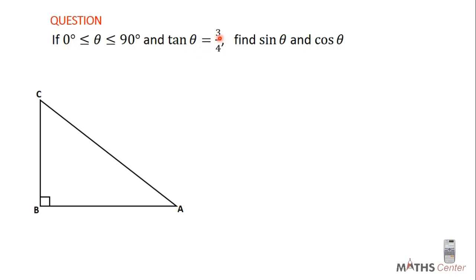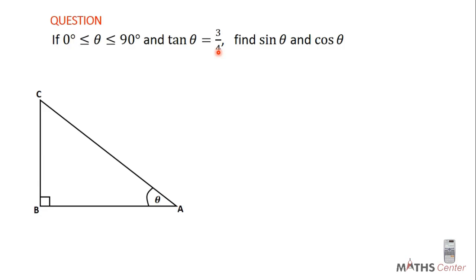When you are being given a question like this, you draw a right-angled triangle. Since the question says that theta is between 0 degrees and 90 degrees, it means that theta can be one of these acute angles. So you are going to choose one of them. In this case, I'm going to choose this angle here, and I'll call it theta because it's an acute angle. Now, if this is theta, the question says that tan theta is equal to 3 over 4.